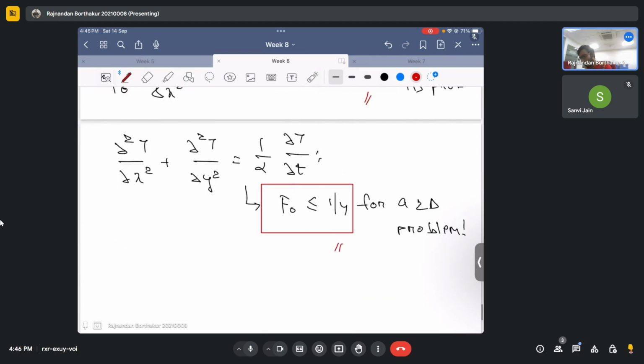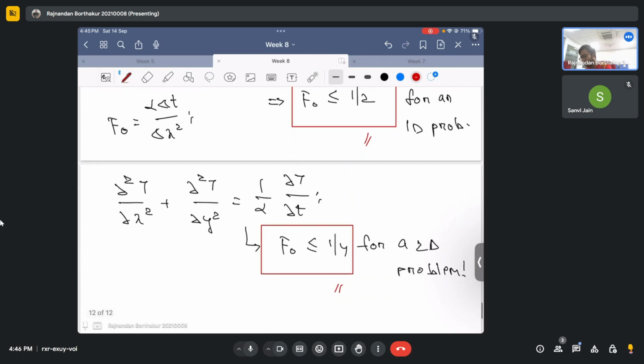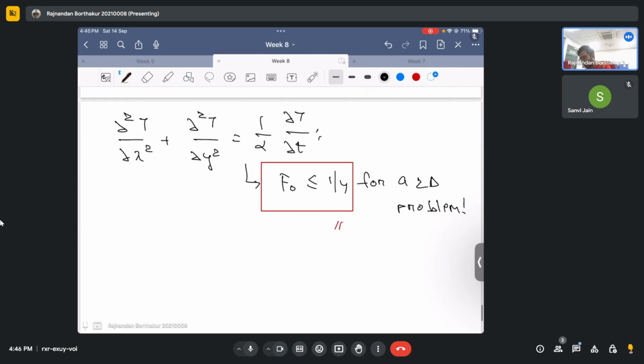So finally, when you are using an explicit scheme, the criterion on the Fourier number is that your Fourier number should be less than half if you are solving a 1D problem, and less than 1 by 4 if you are solving a 2D problem. This criterion is known as the CFL criterion.